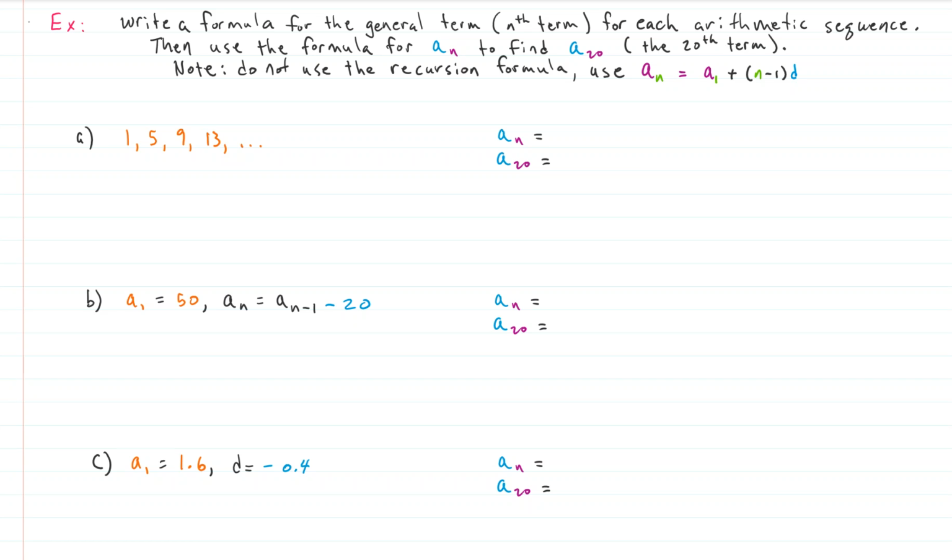So let's do all of these. Let's find a sub n for A. Let's start out with A here. The sequence in A that's given is 1, 5, 9, and 13, and then it keeps going.